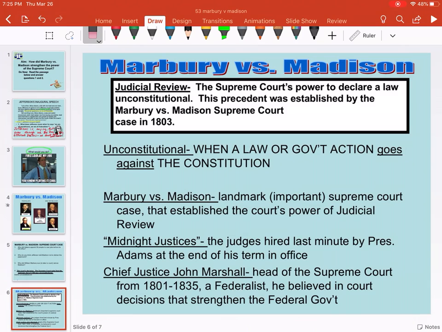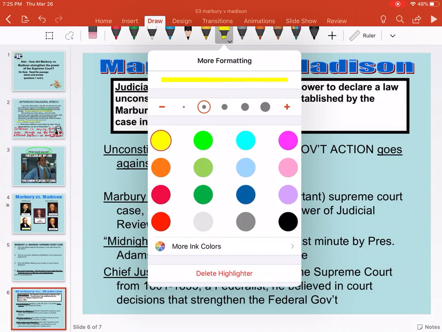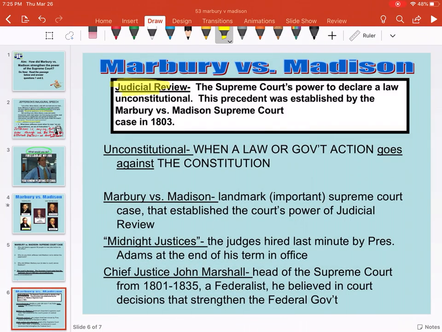All right, so Marbury versus Madison. The absolute most important part of this Supreme Court case is judicial review. Judicial review is a fancy way of saying unconstitutional. Still today, the power of the Supreme Court is a power to declare laws unconstitutional. And that happened for the first time in the Marbury versus Madison case. It is a precedent.